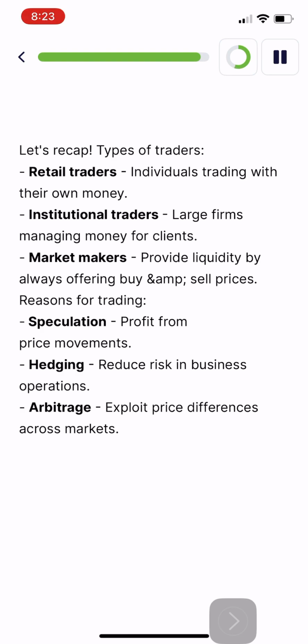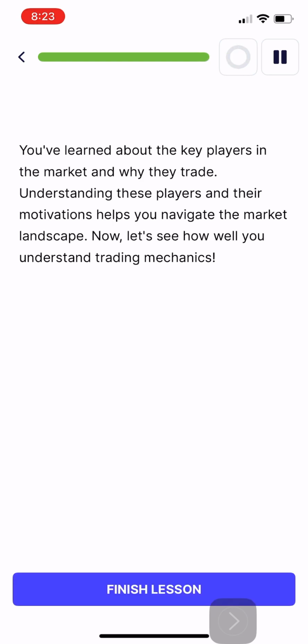Now, why do people trade? Some trade for speculation, hoping to profit from price movements. Others trade for hedging to reduce risk in their business operations. And some engage in arbitrage, taking advantage of price differences across markets. You've learned about the key players in the market and why they trade. Understanding these players and their motivations helps you navigate the market landscape. Now let's see how well you understand trading mechanics.